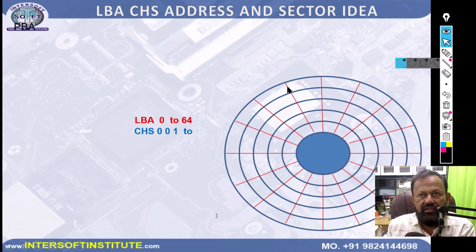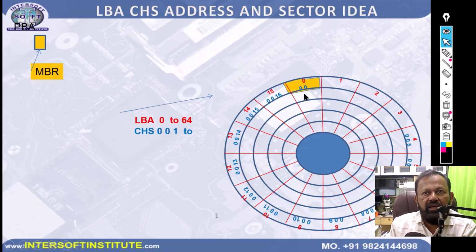And we have made sectors also. For explanation we have made small sectors, but there are 64 sectors and all those things. So these are the sectors and this is the track. How are they giving addressing? So we will explain about addressing, how they are putting the address.